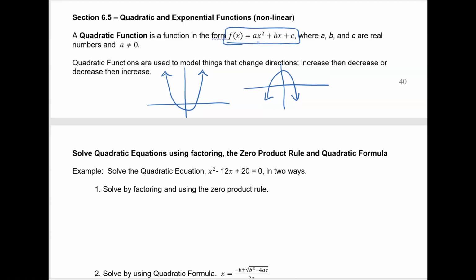The key here is that there is an x squared somewhere in the graph. There may be an x, but maybe not. It's not necessary. There may be a number like the C, but there may be not. It's not necessary, but there's got to be an x squared, and there can't be anything more than an x squared. Like if there's an x cubed or an x to the fourth, that would not be quadratic.